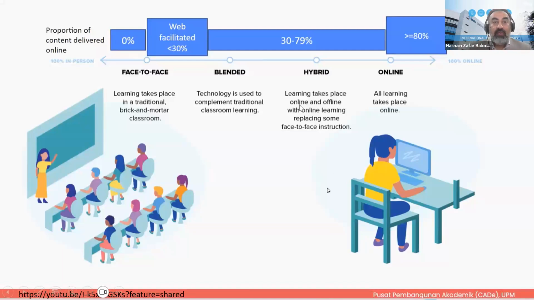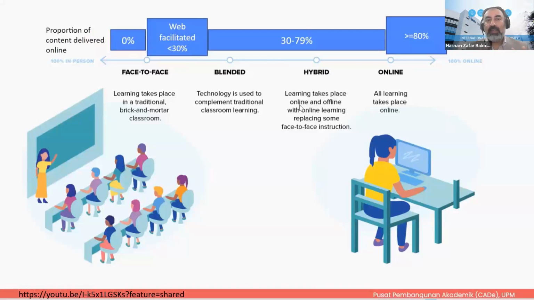So here we start with the portion of content delivered online being 0%. Then we move on to web facilitated. So less than 30%, if you are having web-based or application-based facilitation, you are still doing face-to-face. And then more than 30%, they start coining this term. And this may vary from country to country, okay? So this is in Malaysia.